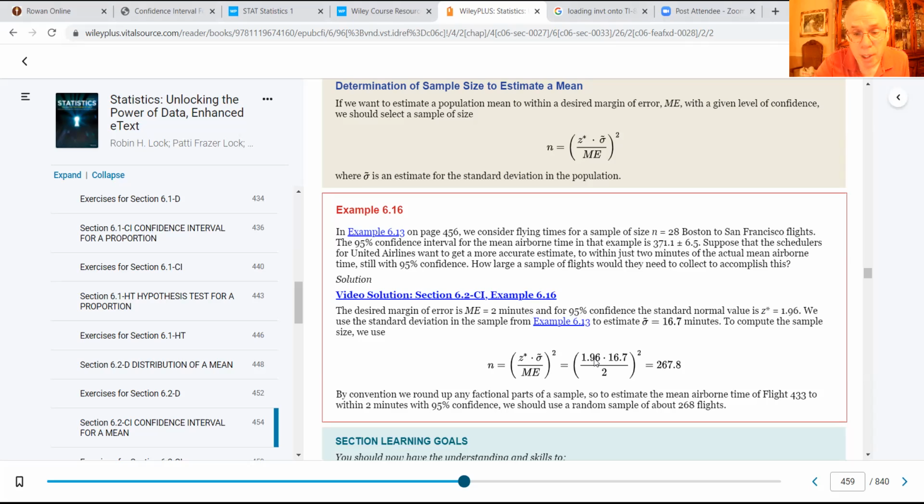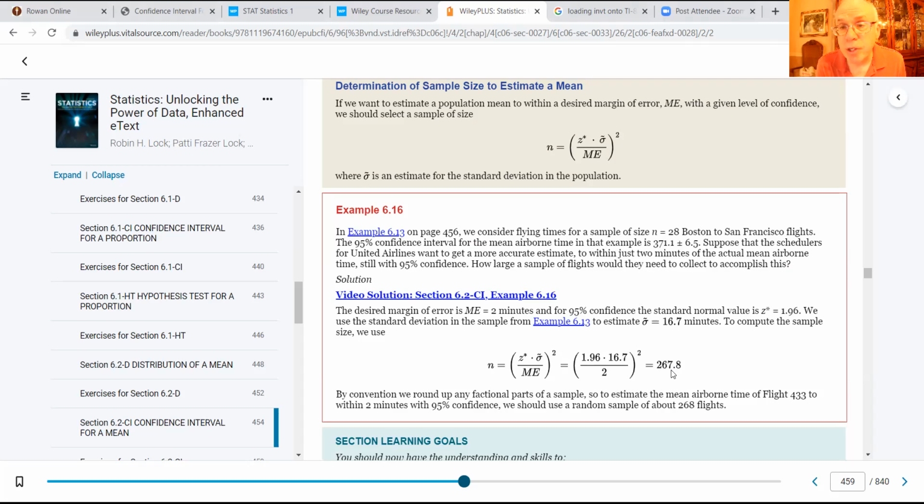All right, it's 1.96, and our margin of error is 2, because they're saying they want the accuracy of the estimate to be within 2 minutes of the actual population mean. So that word within, the key word here, tells us the margin of error. And if we do all this and square it, we get 267.8. And then you have to remember the square here. And you round up to the next whole number, 268 flights.